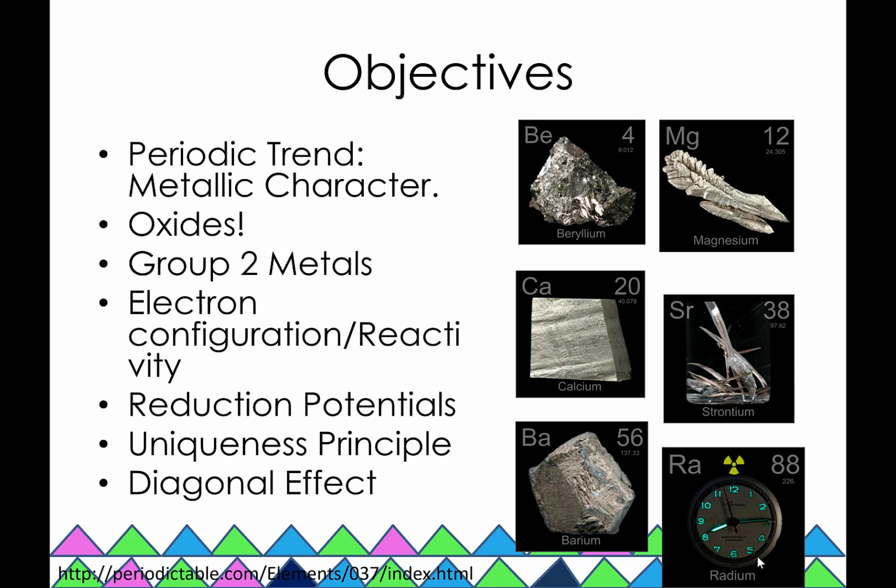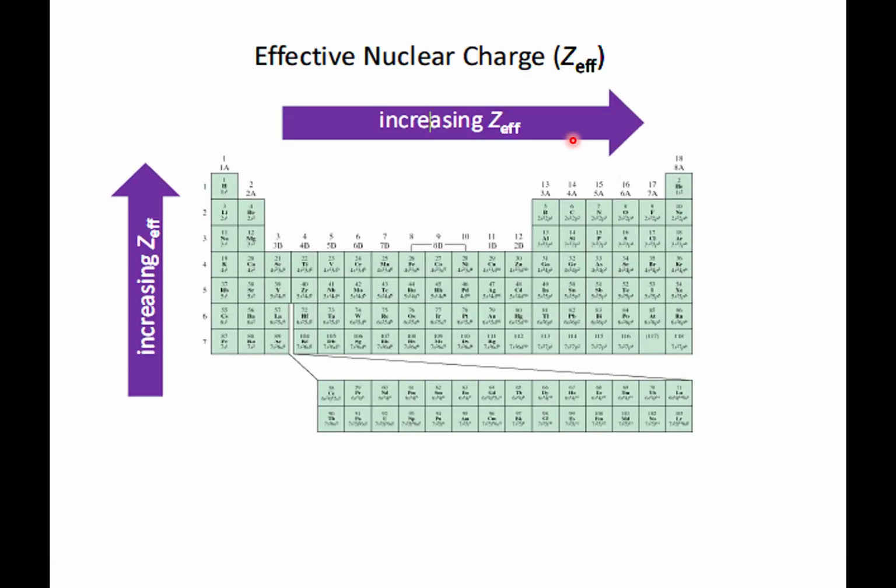So we won't spend as much time talking about magnesium, strontium, radium, or barium. There's so much to talk about with each one of these elements that I've just picked out calcium because it's such a ubiquitous element, and also beryllium for the uniqueness principle.